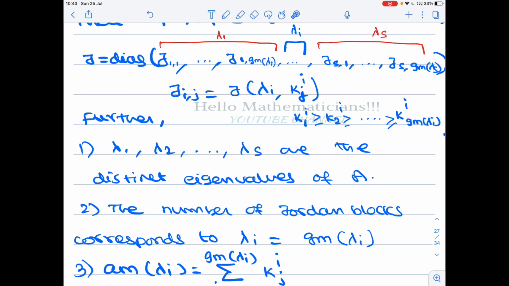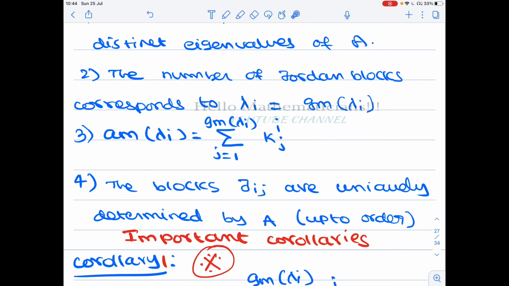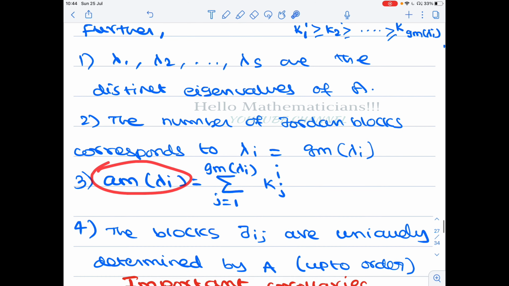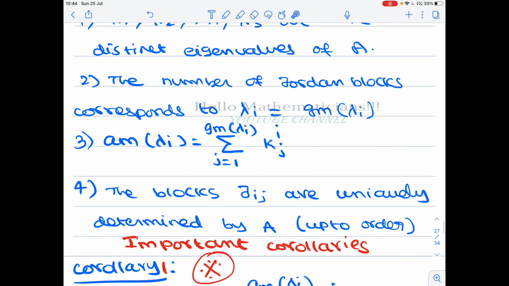What is the algebraic multiplicity of an eigenvalue? The sum of the sizes of the blocks. Therefore if you sum all these numbers, you will get the algebraic multiplicity of lambda i. And finally the blocks J_i are uniquely determined by A. If you define the Jordan form like this, it is uniquely defined, up to order, which means you are allowed to permute the blocks also. That is not going to change anything, the resulting block matrix will be similar. So the Jordan form is unique up to ordering of the diagonal blocks.